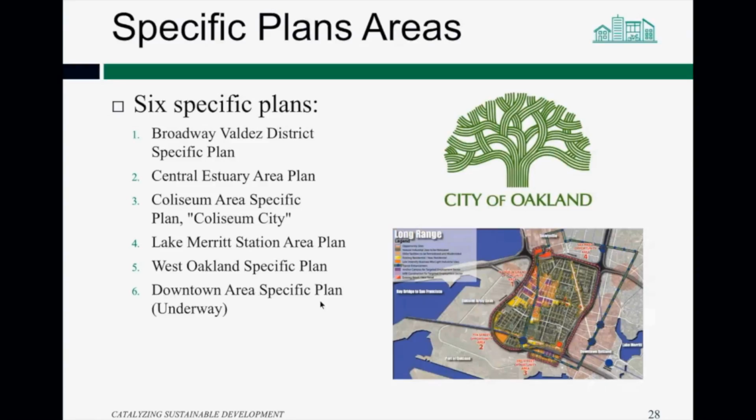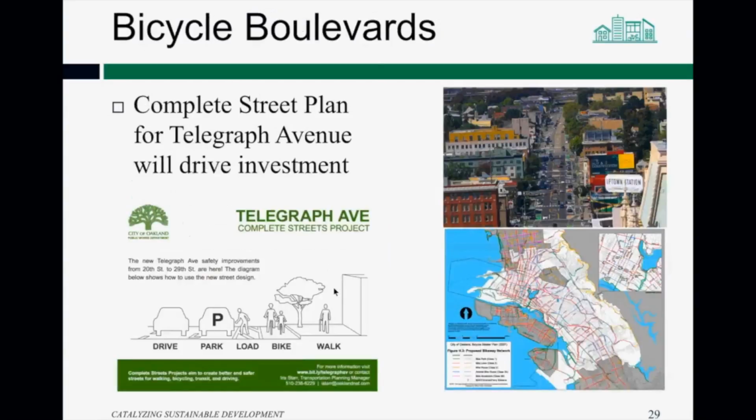So for example, in Oakland, the downtown area specific plan is underway right now. And so, to many people outside of the city, they don't necessarily know what opportunities exist. But once the city starts to publish it, it really becomes more clear and obvious for even outsiders to start to take advantage of the opportunities.